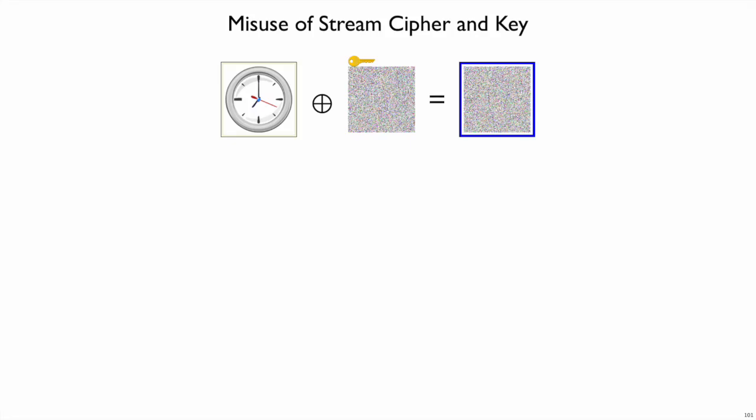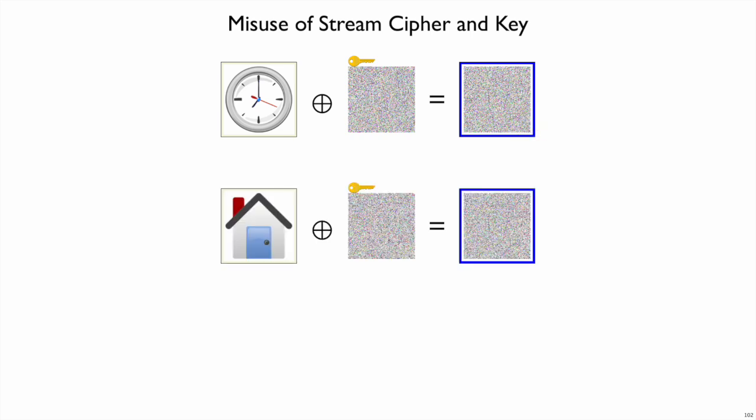First, let me show you what goes wrong if you try to use the same key multiple times. So here I've got our clock image, and I've got a sequence of random numbers generated from a key, and as we saw, the XOR of those two things gives us something that looks like noise. There's no clock in there that you can see.